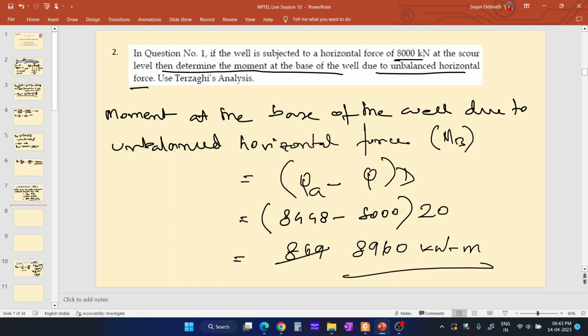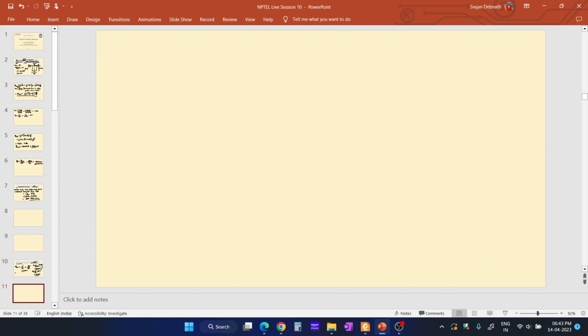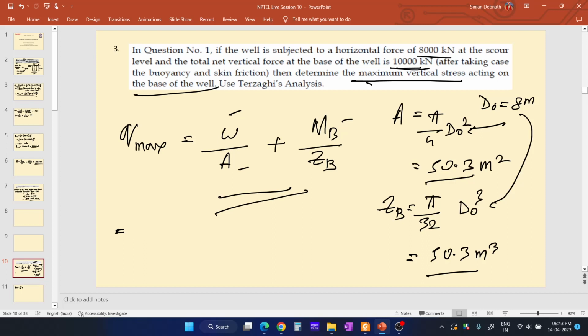So now we need to put this into this equation. Okay, so what is W? That is, so let me write it over here. So Q max is equal to W by A plus MB by ZB.